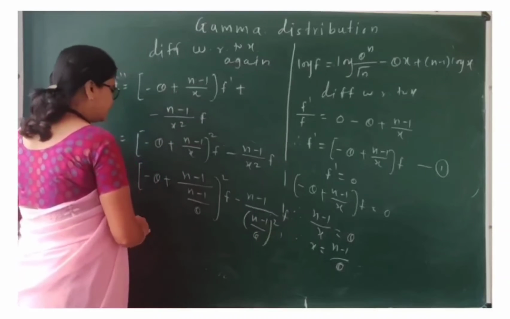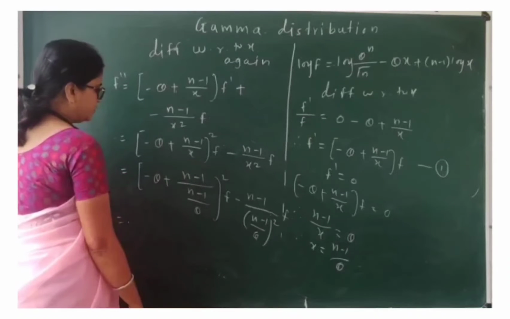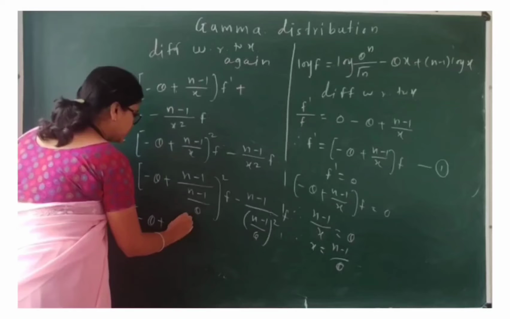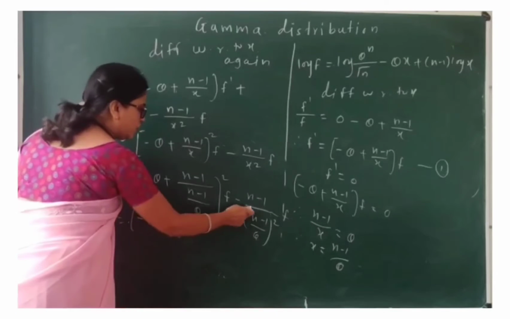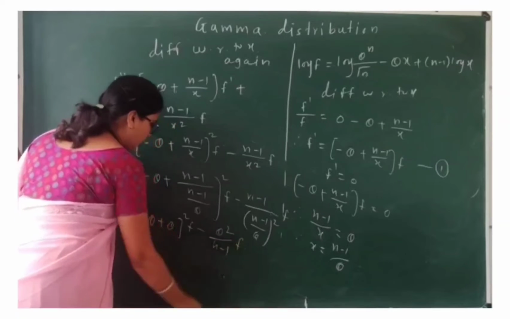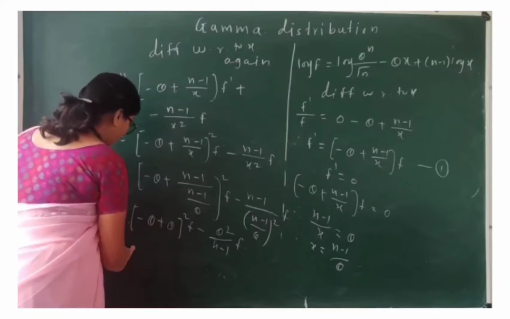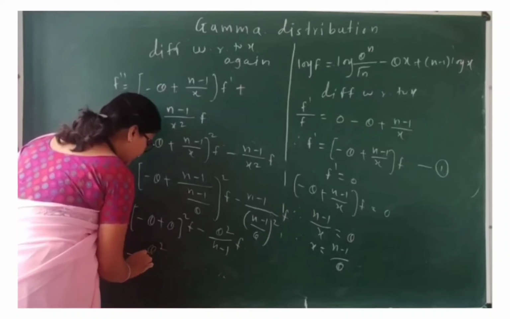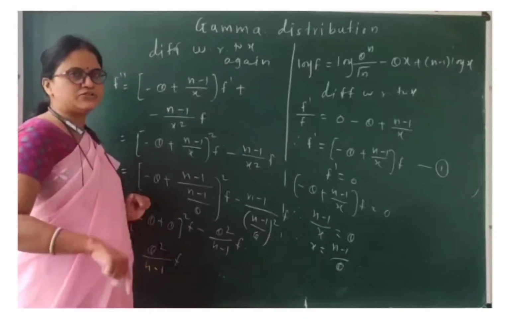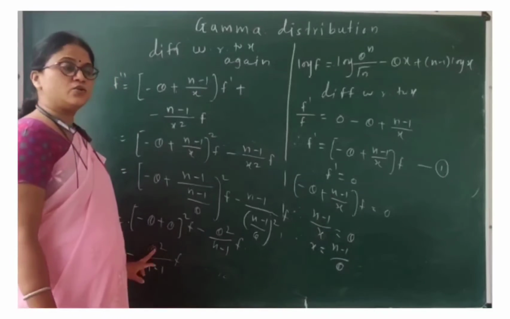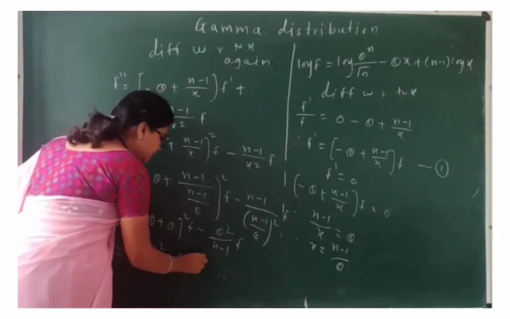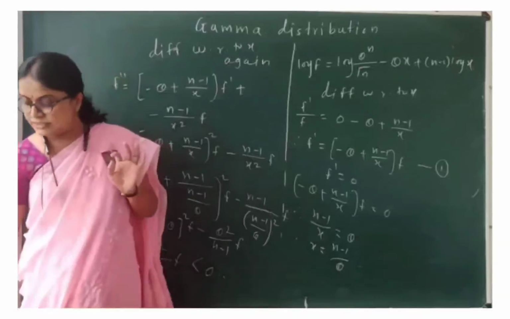So let me simplify the term. (n minus 1) gets canceled, and I have the term as (minus theta plus theta) square into f minus theta square upon (n minus 1) into f. Since the first bracket gives me 0, the answer is minus theta square divided by (n minus 1) into f. If you observe the terms, f is strictly greater than 0, theta is greater than 0, n is also greater than 0, and hence this value is less than 0.